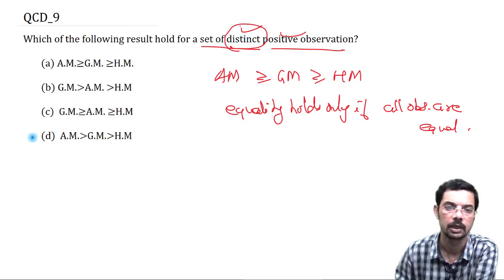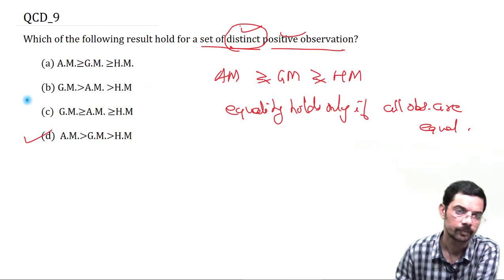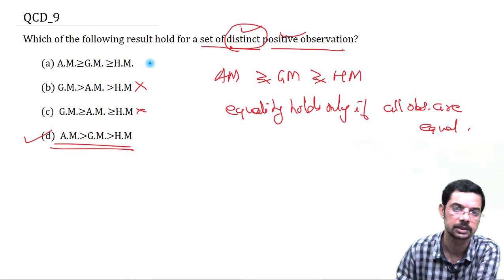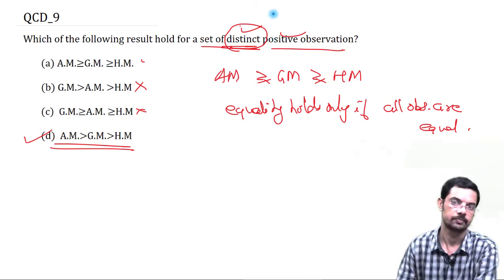Okay, so therefore here we have distinct positive observations. So option D will be the correct answer. The equality will not hold in this case. So the most appropriate answer is AM greater than GM greater than HM. You can observe the remaining ones. This is not correct. This seems to be correct, or this seems to be correct, but the most appropriate one is this, because we have distinct positive observations.